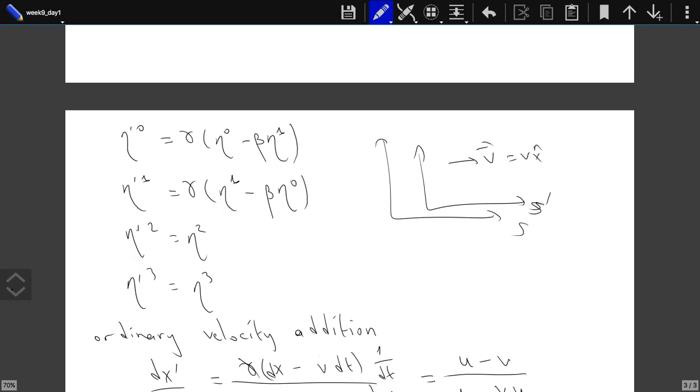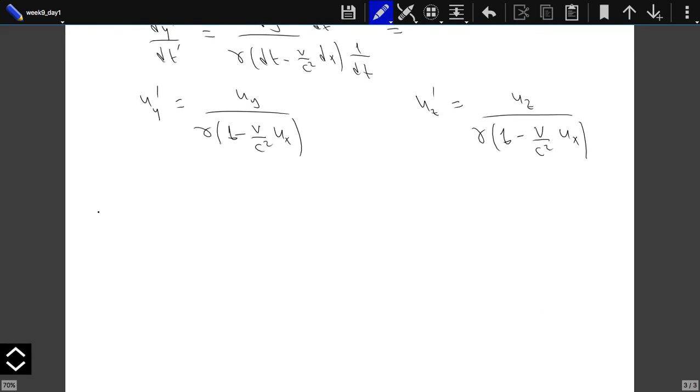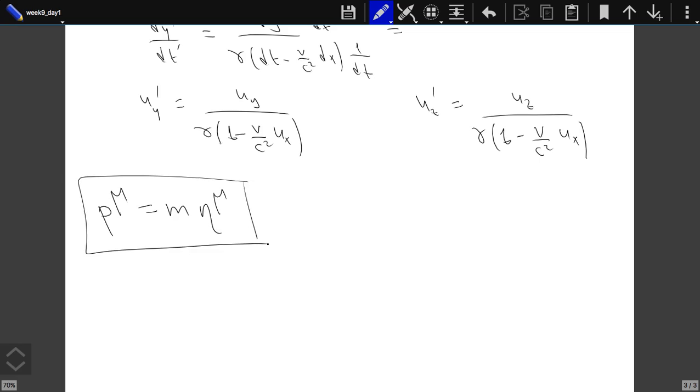momentum. We can define the momentum 4-vector. It will be just m times the velocity 4-vector. And p squared is m squared eta mu eta mu, which we had just calculated to be minus m squared c squared. So p squared is also invariant. Now let's see what the components of this p are.